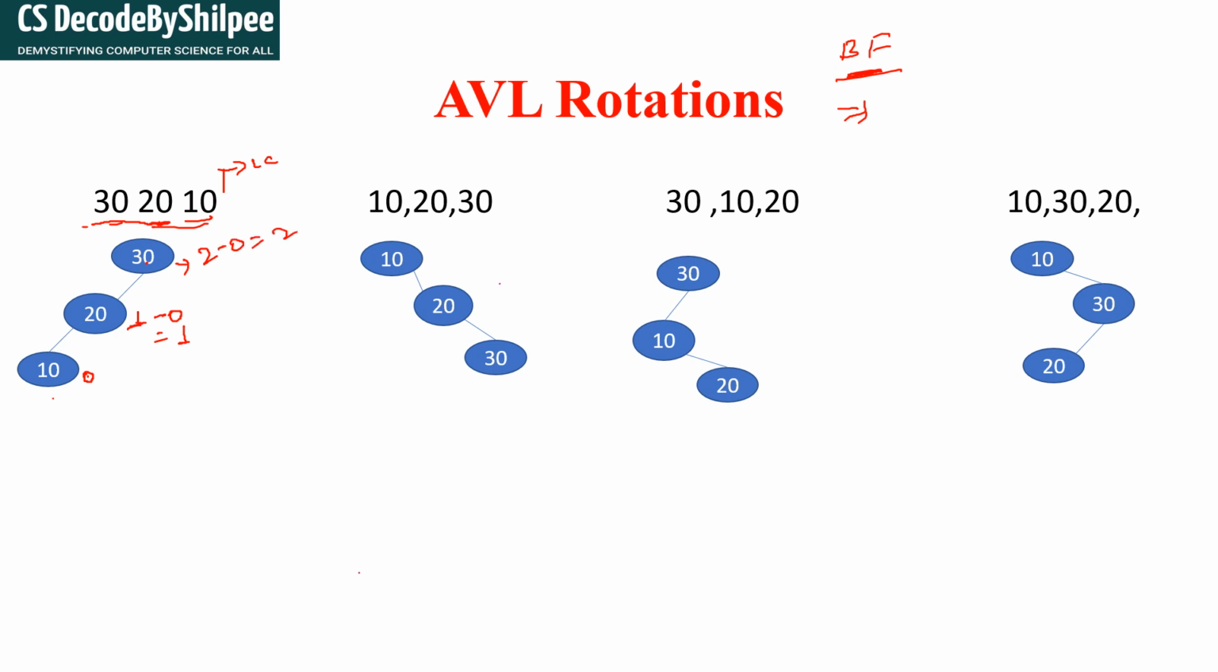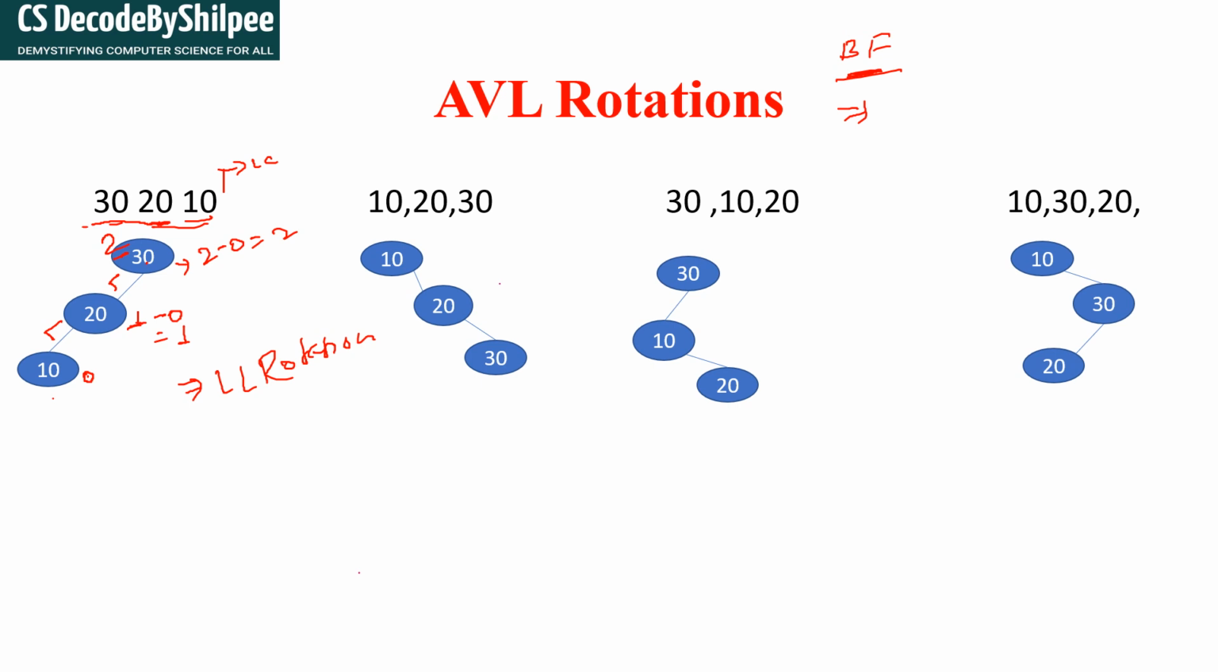So look at that, this is violating the property. Whichever node is violating the AVL tree property, from that node onwards, we'll check what problem it is. So this is the left children, right? This is the left children. So this problem is called LL. We can say that LL rotation. So this is called LL rotation.